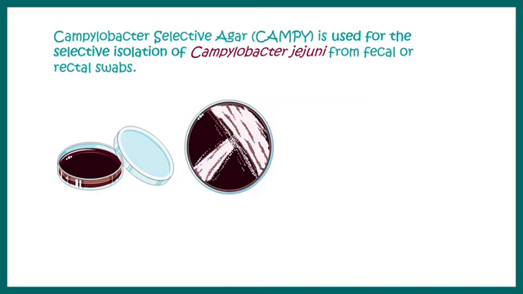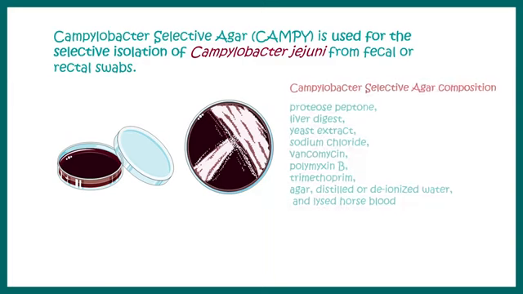Campylobacter agar is another agar for selection. So it's another selective media. Campylobacter agar is dedicated for isolation of Campylobacter jejuni, which is found from the rectal or fecal swab. It has a cocktail of antibiotics such as vancomycin, polymyxin B. All of these would allow the growth of only Campylobacter and reduce or inhibit the growth of other bacteria in that plate.